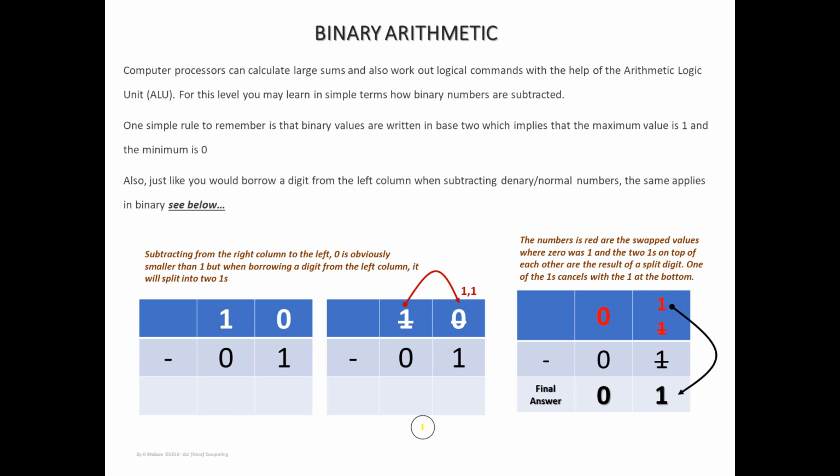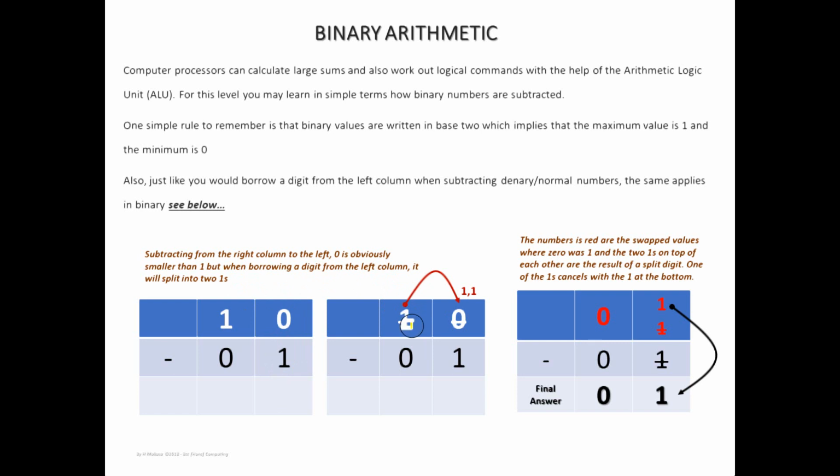Now, of course, if you want to read through the text that you've been given, this text here, feel free to read through it. But the main thing to always remember is that whenever you have a number whereby the top value is a 0, you're going to have to borrow from the left column. For example, if you have a 0 here, minus 1, you're going to have to borrow from here.